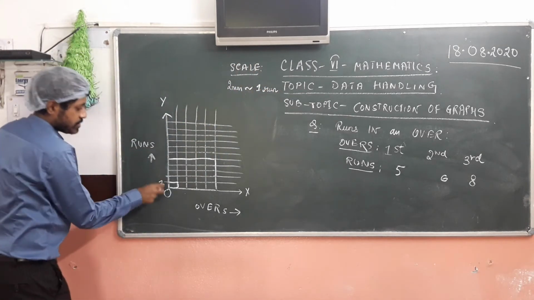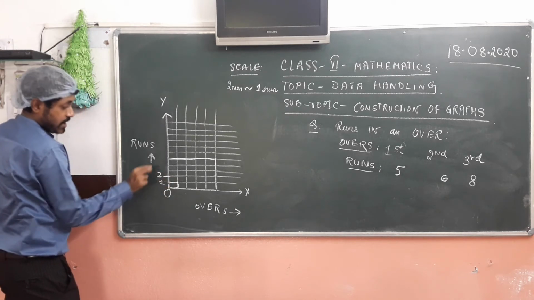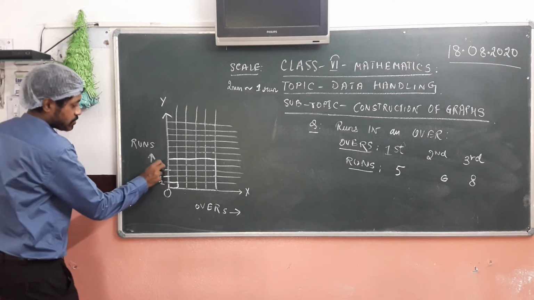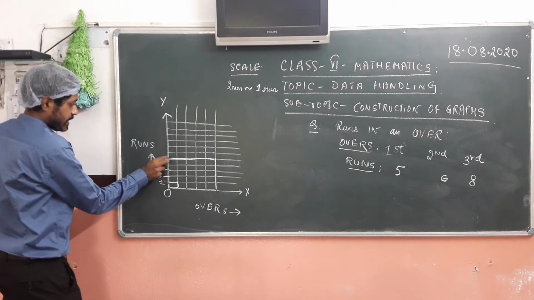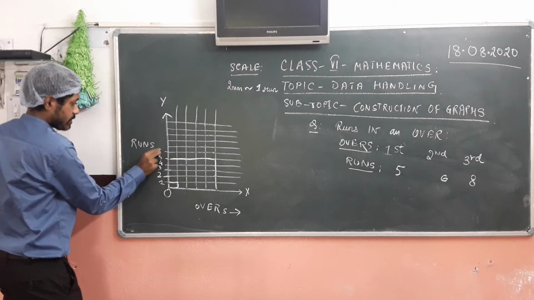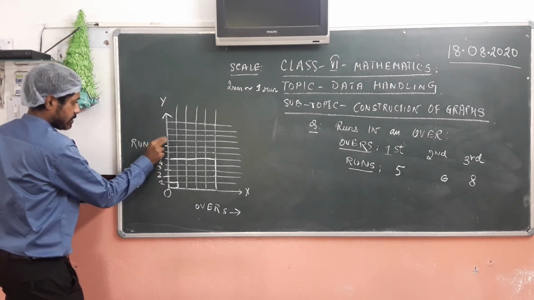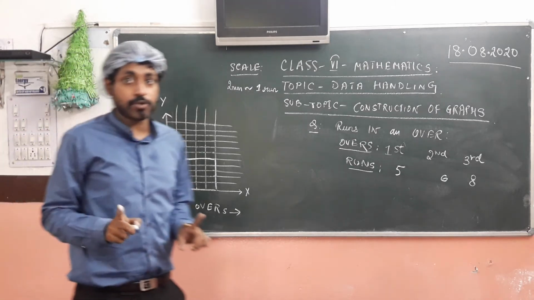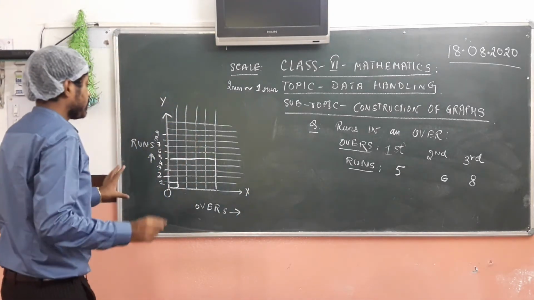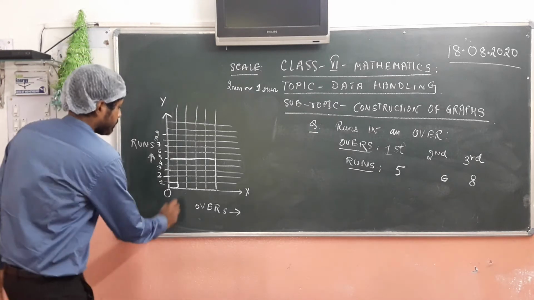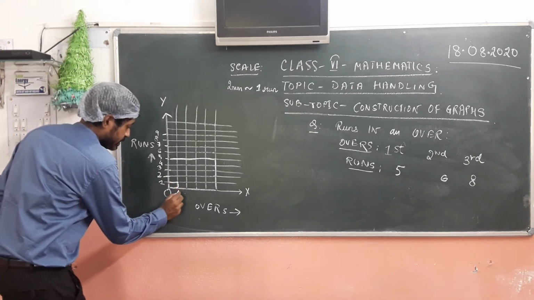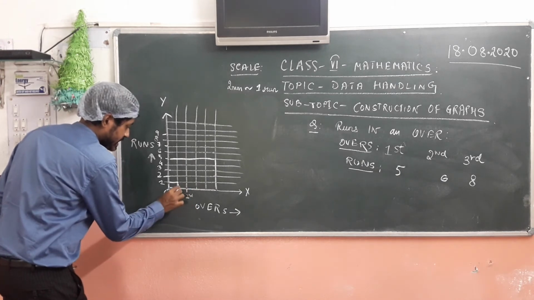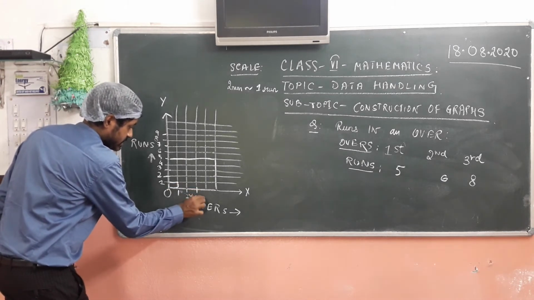So we shall mark 1. This is how you mark the graphs. You use a pencil, you extend the line a bit towards the left and then you write the corresponding values. 8 is our maximum, so I am writing 9 also. 9 will not be used, but we shall write 9 for the sake of the sum. Now, after 1 space we write first over, after another space we write second, and again after 1 space we write third.